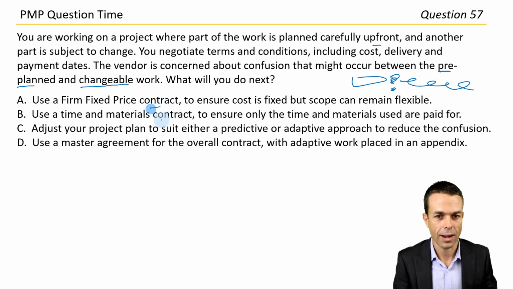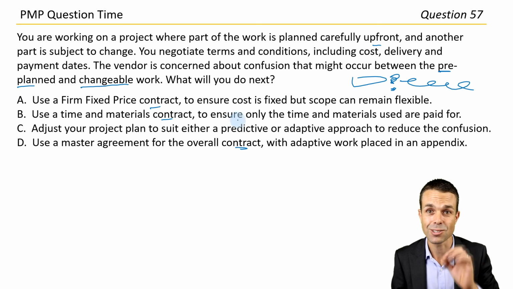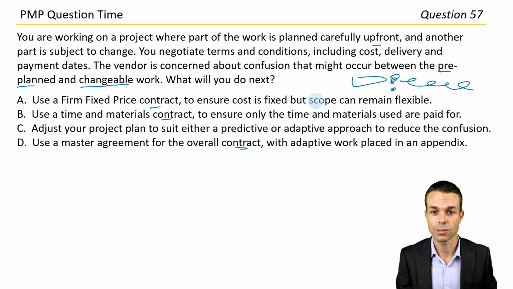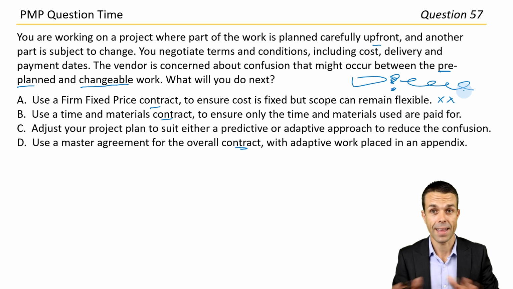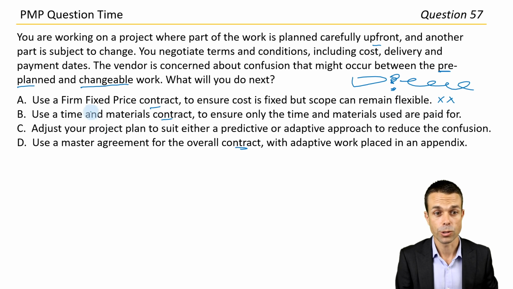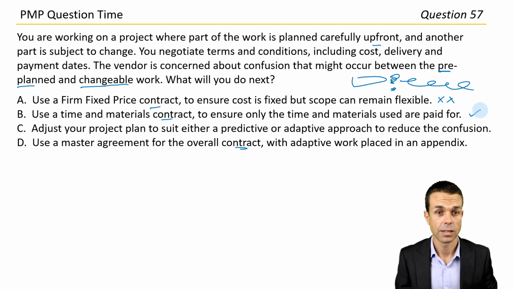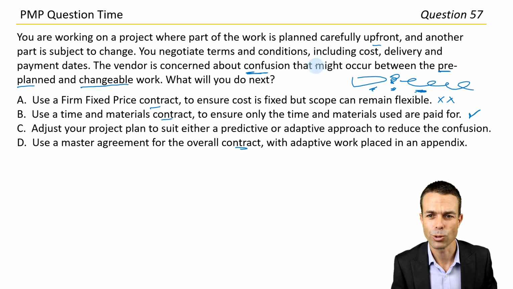And it looks like we've got contracts. Okay, maybe it's the different types of contracts to manage this. This could be good. Use a firm fixed price contract to ensure the cost is fixed, but the scope can remain flexible. Incorrect. Firm fixed price is just here's the scope and here's the price, and that's it. So let's say no for that one. Use a time and materials contract to ensure only the time and the materials used are paid for. That could be pretty good. But again, we've got these two different sorts. It still could get confusing, exactly like they're saying. So how do we avoid that confusion?